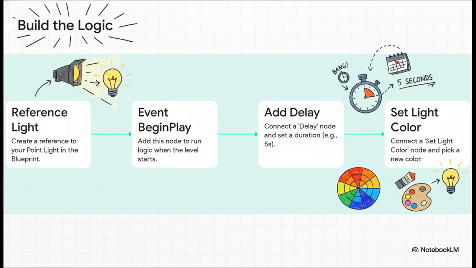From its little white arrow, that's the execution pin that controls the flow, drag out and create a delay node. Let's set it for 5 seconds. From there, drag out one more time and connect a Set Light Color node. Then just pick a fun new color.